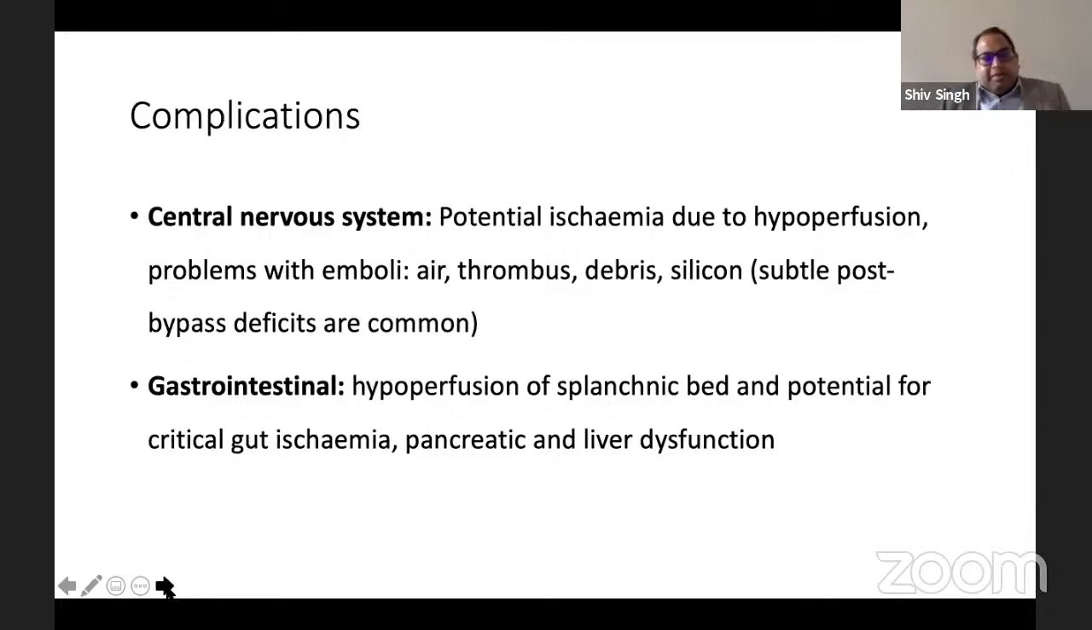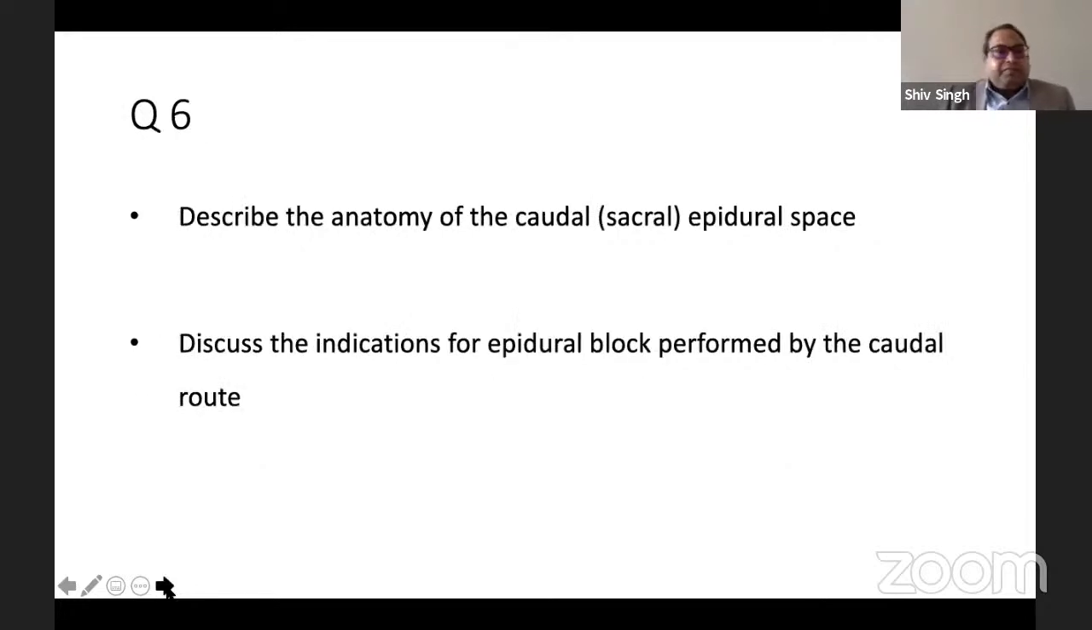Gastrointestinal system, there can be hypoperfusion of the splanchnic bed, and this can lead to critical gut ischemia, pancreatic ischemia, and liver dysfunction. And this is not uncommon. It has been seen in a patient requiring laparotomy in the middle of the night because the lactates refuse to come down, and they open and you see the bowel is dead.